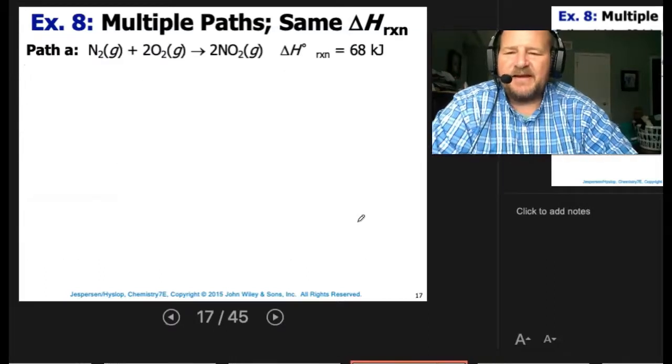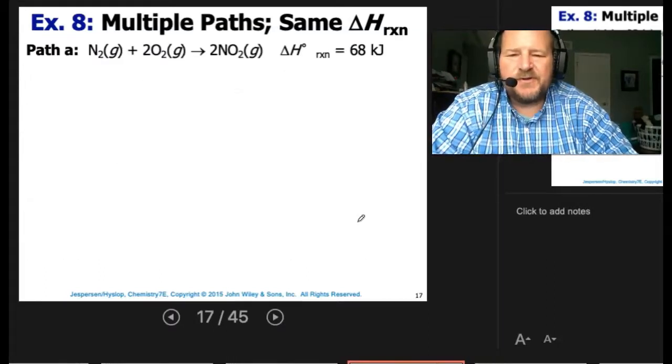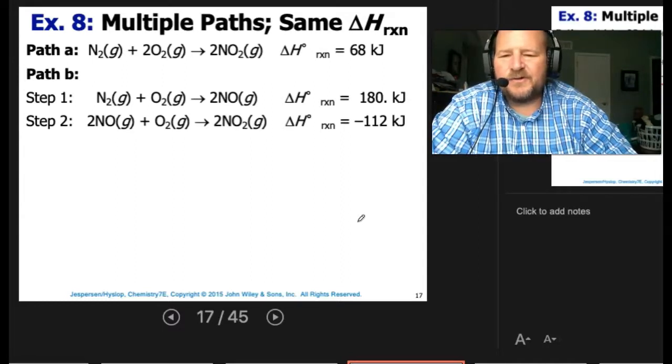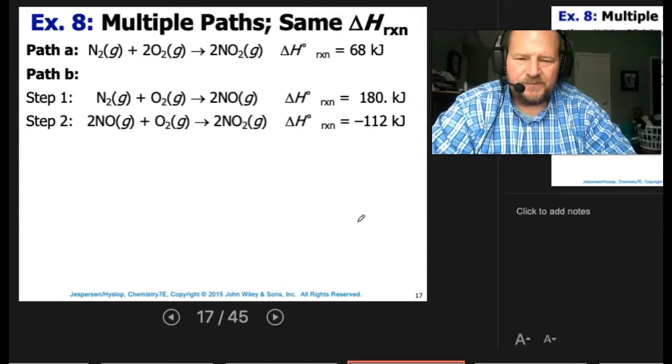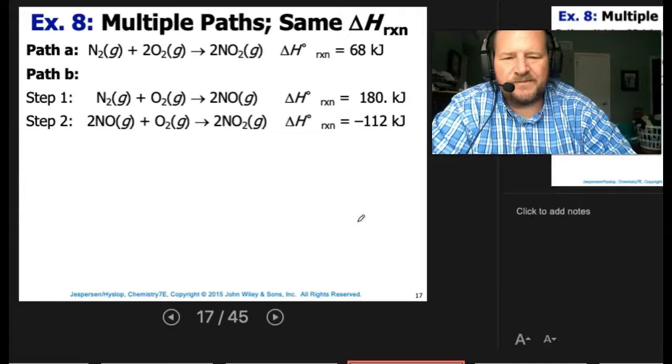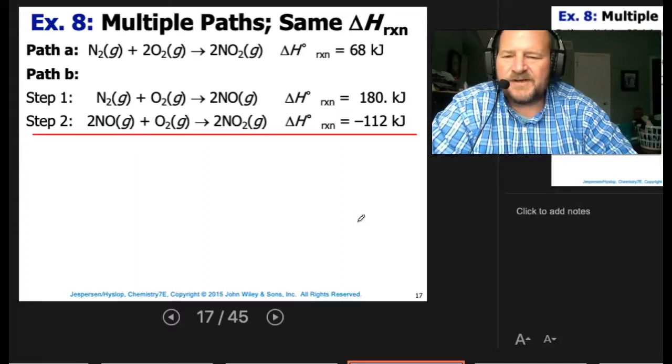All right, so path A, N2 plus 2O2 goes to 2NO2. That's going to cost us 68 kilojoules. Path B gives me N2 plus O2 going to 2NO. Then I'm going to take those 2 NO, add some more O2, and get to 2 NO2. Now, the original step 1 here took 180 kilojoules of energy to do, but the second step gave us 112 energy back. Again, we'll sum these up the same way.